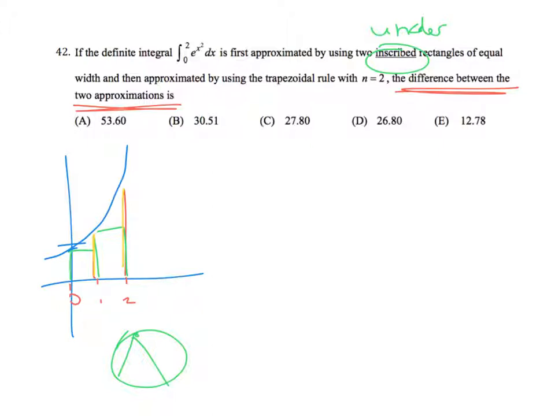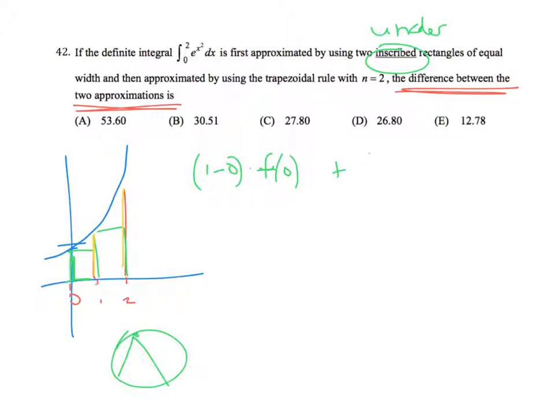Well, I've got 2 of them, so I'm going to go with width times height, or base times height. Width being the difference in my x values, so from 1 to 0. And then my height, my first one is times f of 0.